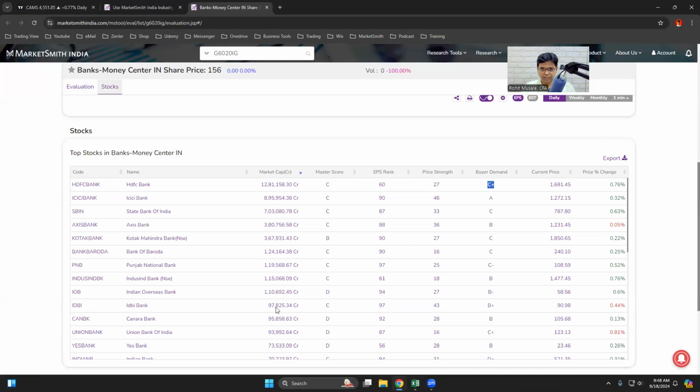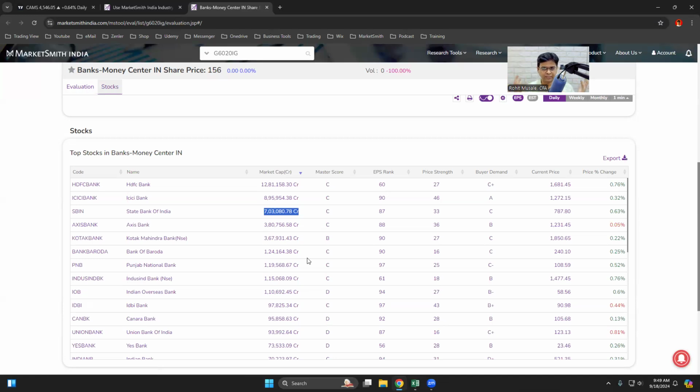But look at the market cap of these companies. Each company has got huge market capitalization. Compare this to the industry group that we saw just a few minutes ago. The entire industry was valued at 1500 crore. Here you see one company is valued at 7 lakh crore. So there is no comparison. One banking stock is worth multiple industry groups if we look at the entire list.